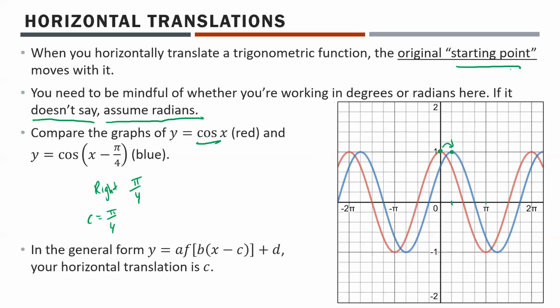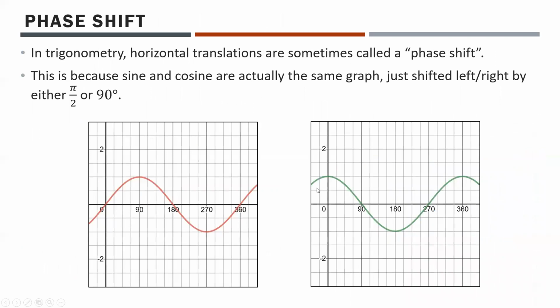Your starting point is what's really going to help you here. If this was a sine graph, it starts at the midline going up. Your midline going up would have also moved to the right by pi over 4 units, just like it did here. Like, look here, there's a midline going up, even though it's not our starting point, it's our midline going up, and the midline going up just moved to the right, right? That's all that's happening here. So again, in the general form, your horizontal translation is C, just like it was at the beginning of the year. All right, phase shift.